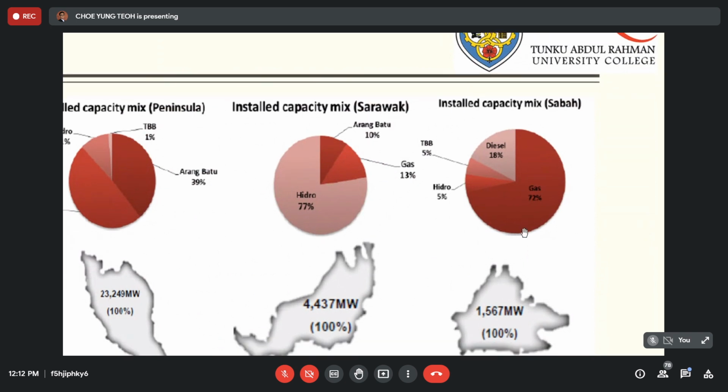Okay, then we have Sabah. Sabah mostly uses gas and diesel. You see, in Peninsula Malaysia and Sarawak, we don't use diesel. But why in Sabah do we use it? Because there are so many rural areas which are not able to have good power transmission. So every village, every rural area has to generate its own power supply, which is very small scale. So diesel is the easiest one, and the power plant can be very small. And then they use gas a lot as well. But now coal is a problem, because transportation is a big problem. And they use 5% of TBP. TBP stands for Tenaga Boleh Baharu, which is renewable energy.